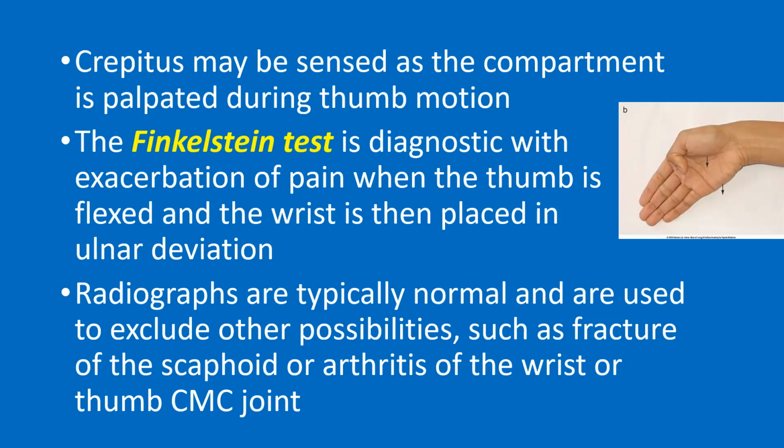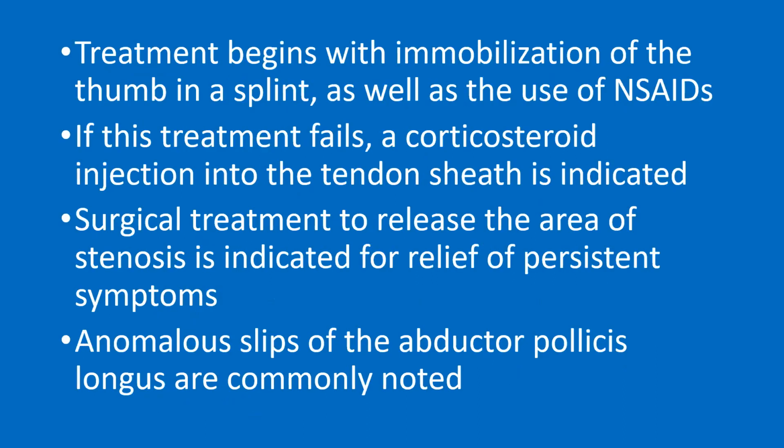If this treatment fails, a corticosteroid injection should be given in the tendon sheath, not in the tendon, in the tendon sheath. Why? Because the patient would be at risk for tendon rupture. Surgical treatment to release the area of stenosis is indicated for relief of persistent symptoms.